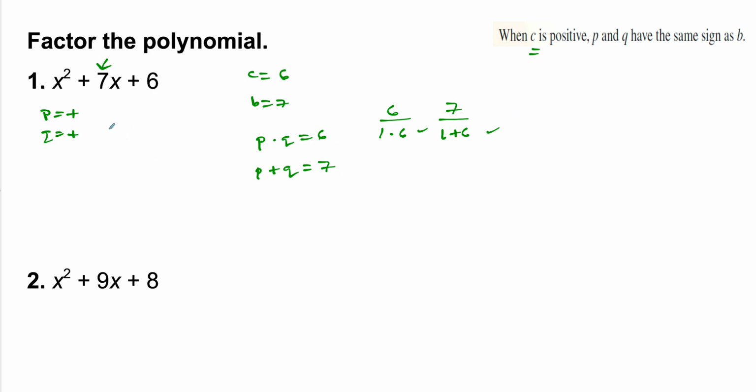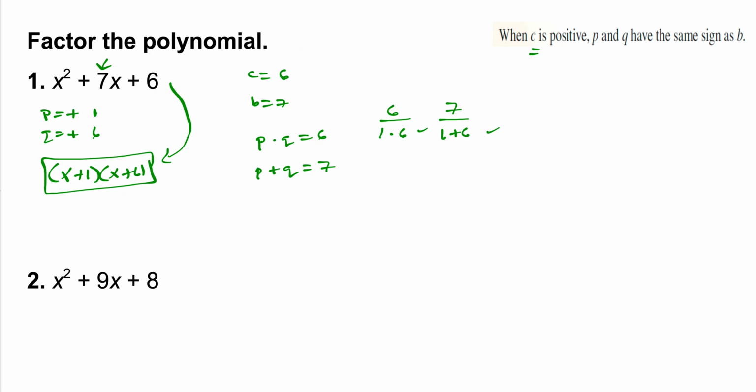Now, if you happen not to guess on the first one, then you just keep writing down factors until you figure it out, until it comes to you. So we put a 1 there and a 6 there. That means that the quantity x plus 1 times the quantity x plus 6 is the factored form of our polynomial. So there's our solution there.